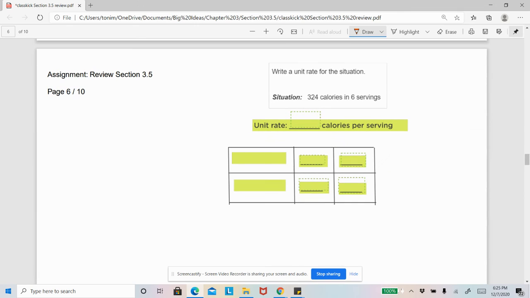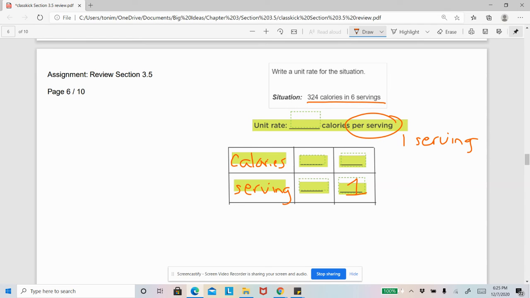Okay. So going back here, you're going to write a unit rate for the situation. It says 324 calories in 6 servings. So for your unit rate, they want to know how many calories per serving. If they say per serving, they want it for 1 serving. So serving is your denominator, and calories is your numerator, because your denominator has to be 1.